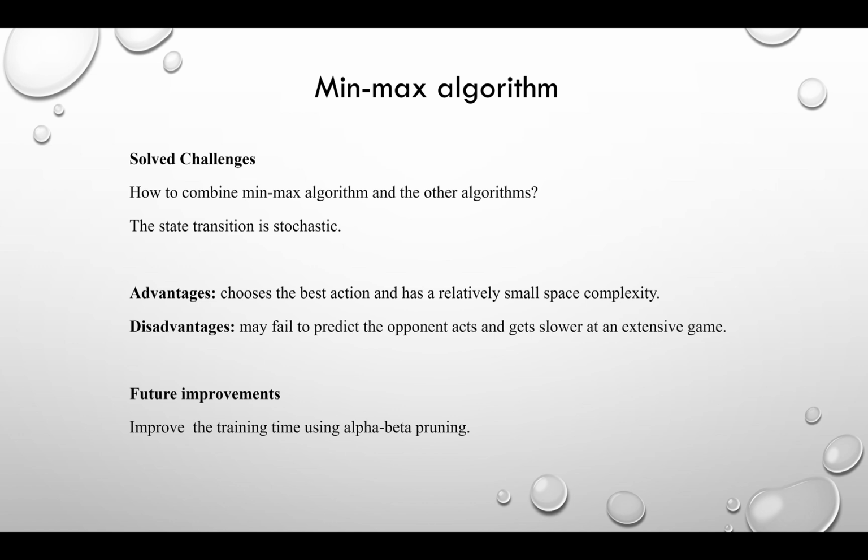But sometimes the opponent does not act according to our assumption, and our algorithm cannot predict that. It slows down when we play the large game. In the future, we can use alpha-beta pruning to improve the training time of the algorithm.